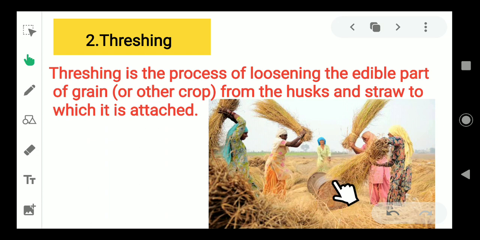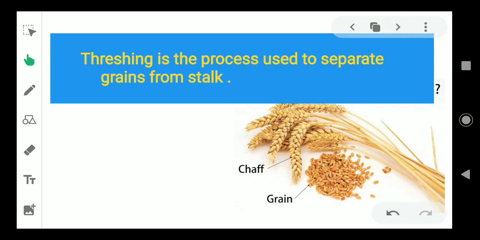This method of separation is called threshing. Threshing is the process used to separate grains from stalk. Here you can see, this is the chaff. The method of separating grains from the chaff and stalk, etc. is called threshing.